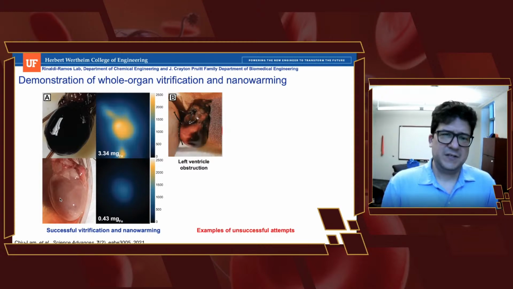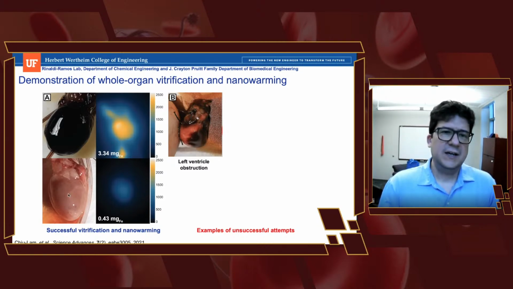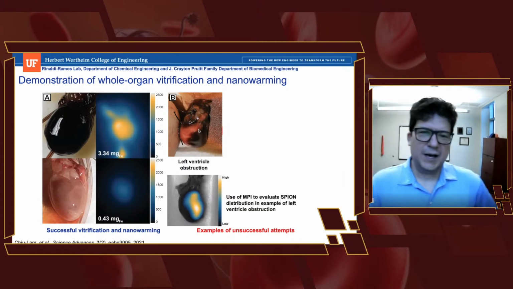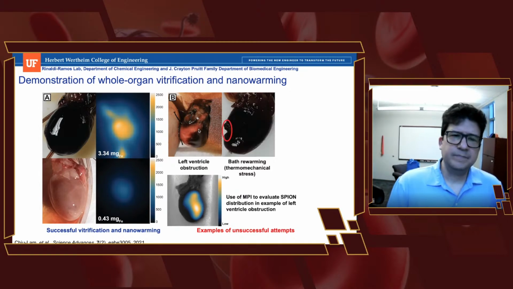And here it's interesting how MPI can also help us assess this. This is, for example, a heart where we had a left ventricle obstruction, and so you can see that about half of the heart has been perfused with the nanoparticles. It's dark, and another half is not. And that's also evident in the MPI. You can see the distribution of the particles in one half of the heart and not the other.